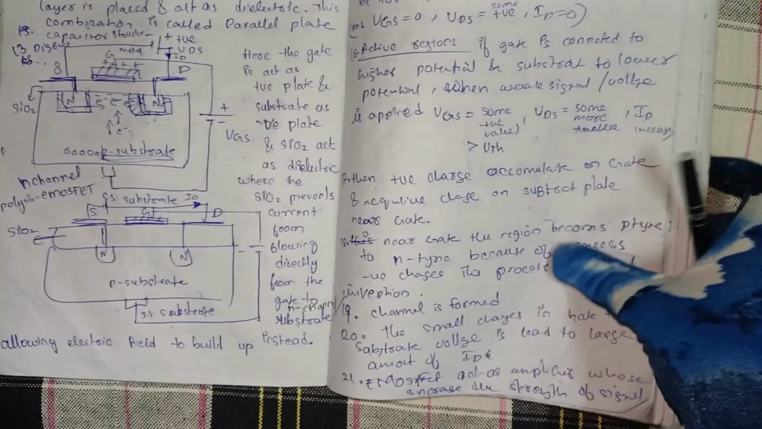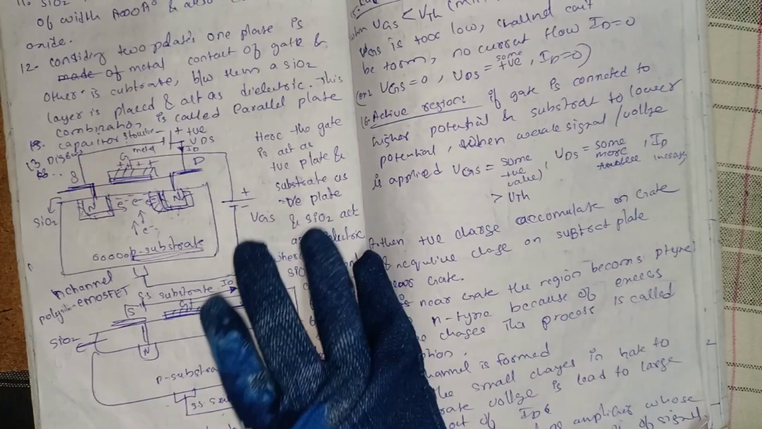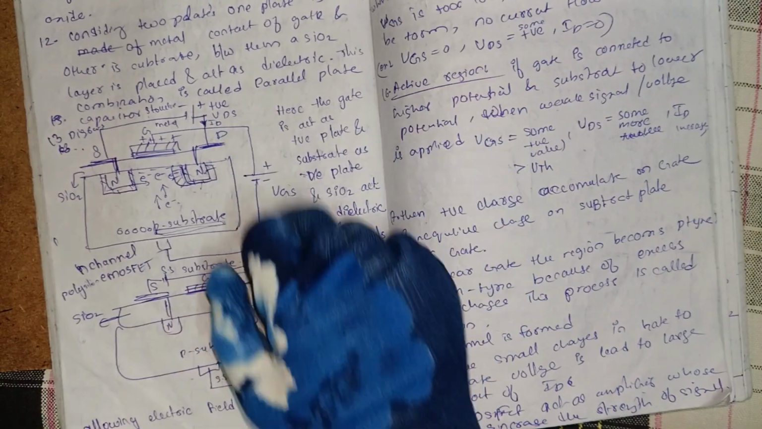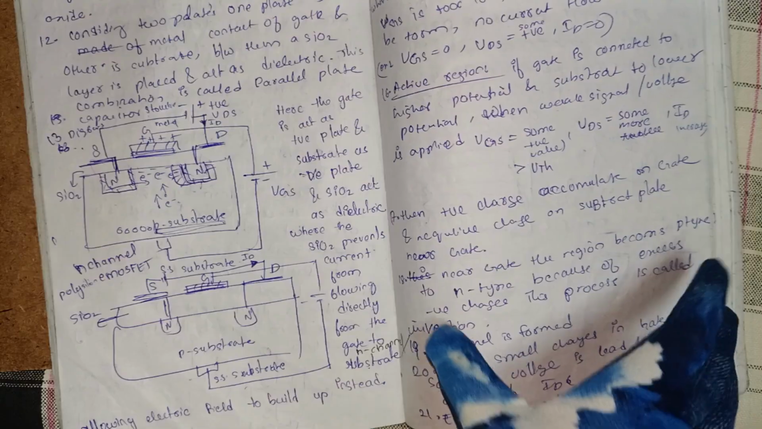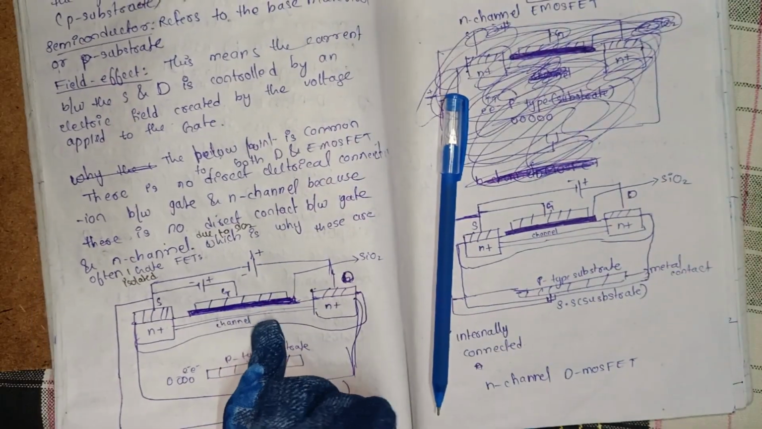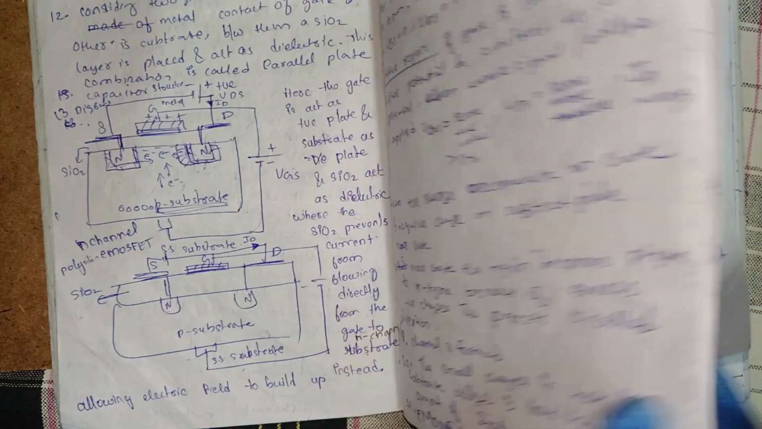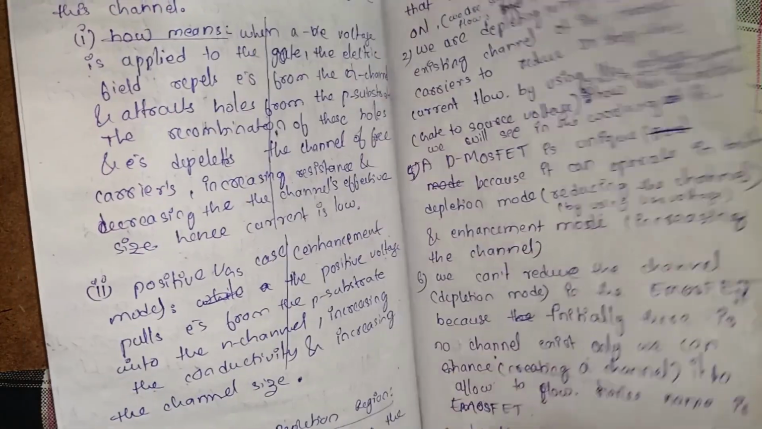Don't look at these diagrams, you will get confused. These are E-MOSFET diagrams only. This is the D-MOSFET diagram.